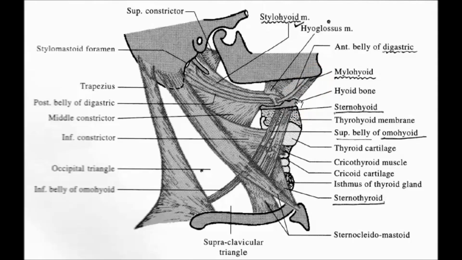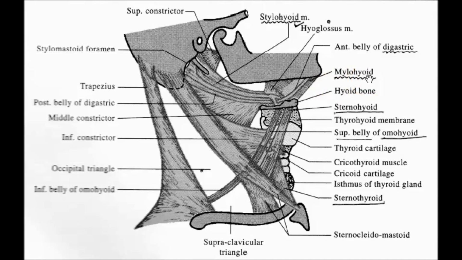So what is the function of your mylohyoid muscle? It is associated with the floor of the mouth, so it will have some function on the floor of the mouth. What it does is elevate the floor of the mouth and tongue. And this mylohyoid muscle is supplied by the mylohyoid branch of the inferior alveolar nerve. Okay friends, so this is the mylohyoid.